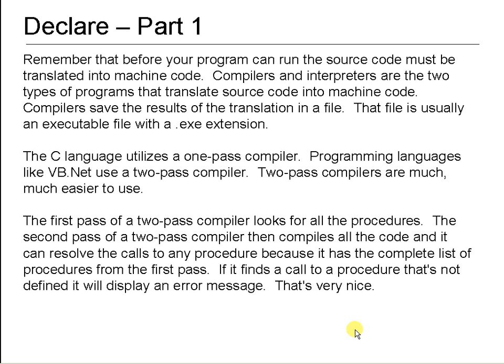Two-pass compilers are much easier to use. The first pass of a two-pass compiler looks for all the procedures and a few other things. The second pass then compiles all the code, and it can resolve the calls to any procedures because it already has a complete list of them that it got from the first pass. If it finds a call to a procedure that's not defined, it will display an error message. That is very, very nice. We all love VB. Everyone give VB.NET a hug.